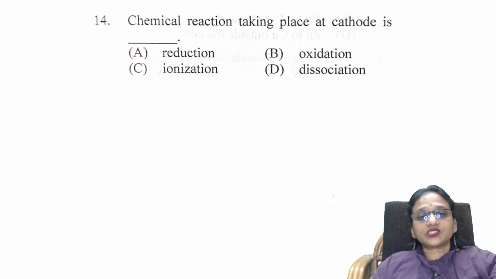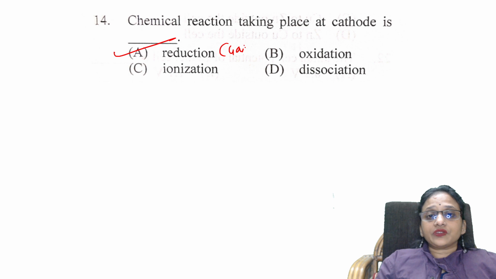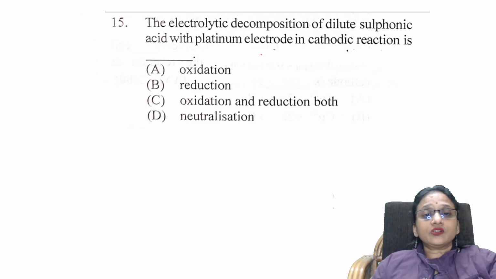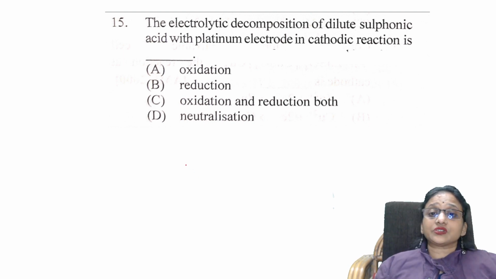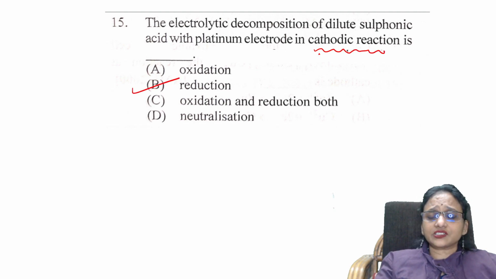Next, the chemical reaction taking place at the cathode is cathodic reduction. That's nothing but gain of electrons. Okay, done. Next one. The electrolytic decomposition of dilute sulfuric acid with platinum electrode, in the cathodic reaction they asked. So it is reduction. Easy. Even if you don't know the reaction, see the electrode, mark it.